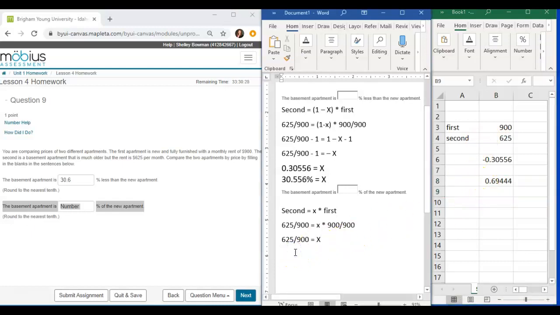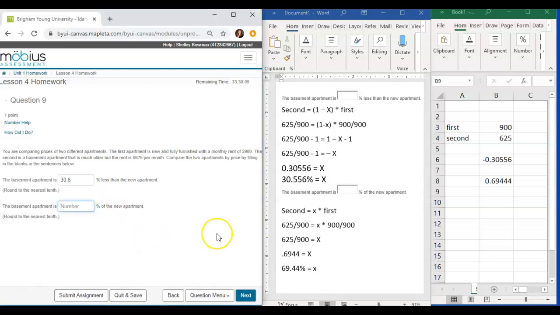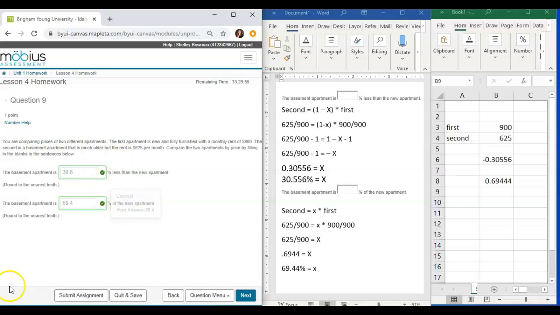We get 0.694, which is 69.4%, but we should put it in the decimal form first. And that equals X. Change it to the percent by moving the decimal over 2, so we get 69.44%, which is X. And we can put that over here as 69, and again it wants us to round to the nearest tenth, so we'll just go out one decimal place, and that's 0.4. All right, and we can just verify in the how did I do and move on to our next problem.